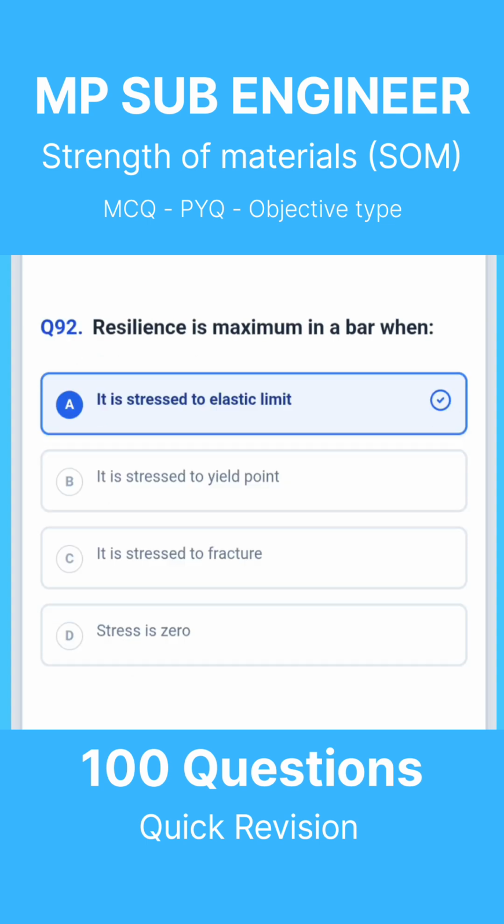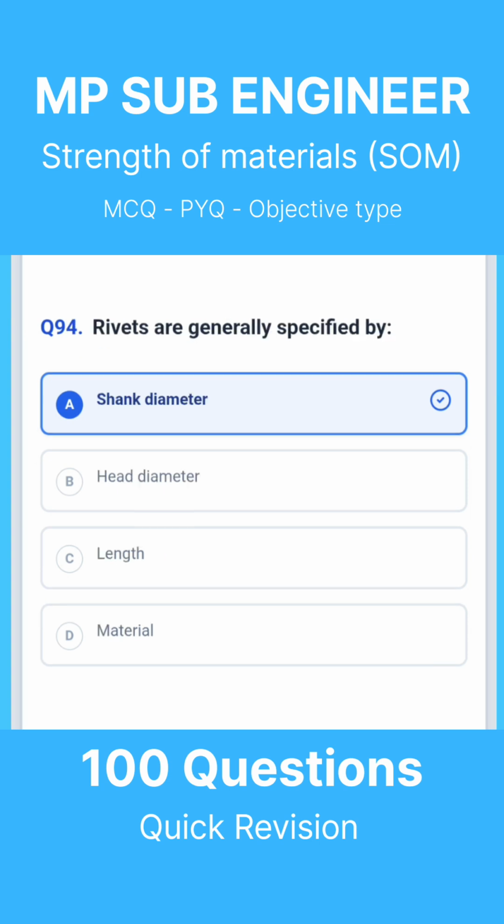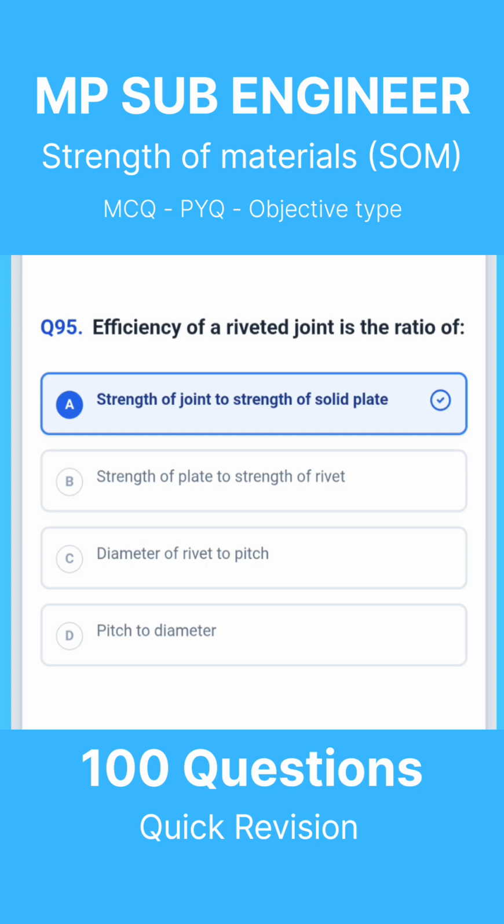Question 92. Resilience is maximum in a bar when. The correct answer is it is stressed to elastic limit. Question 93. The point of zero shear force in a beam carrying UDL is where bending moment is. The correct answer is maximum. Question 94. Rivets are generally specified by. The correct answer is shank diameter. Question 95. Efficiency of a riveted joint is the ratio of. The correct answer is strength of joint to strength of solid plate.